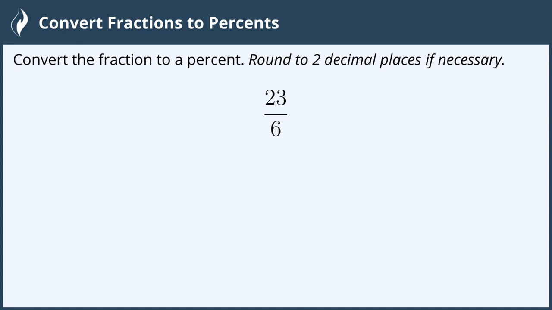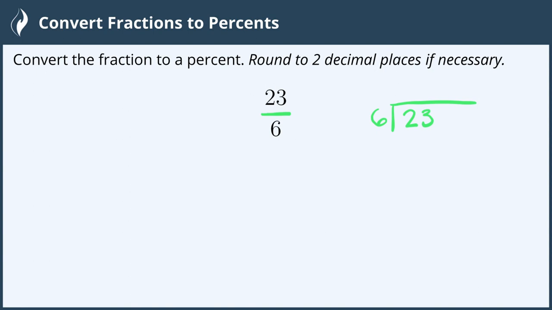If we can make the denominator 100 evenly, then we can go that route. However, there's nothing multiplied by 6 to make a nice even 100. So let's do the other way, which is the long division. Long division meaning that I divide 23 by 6, since that's what the fraction means. 23 is the numerator, which means it goes inside the long division, and 6 goes on the outside.